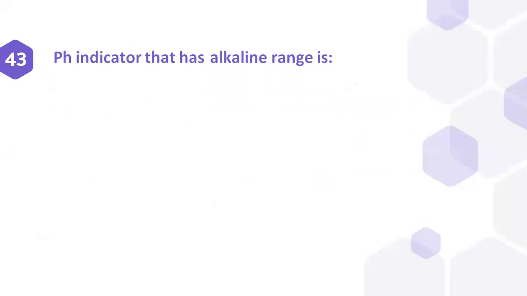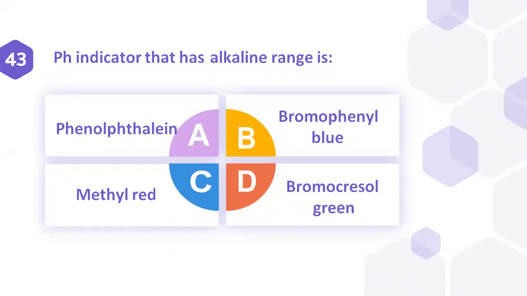Next question, pH indicator that has alkaline range is option A, phenolphthalein, option B, bromophenol blue, option C, methyl red, option D, bromocresol green. So here the right answer is option A, phenolphthalein. Phenolphthalein has an alkaline range, that is 8.0 to 9.0.